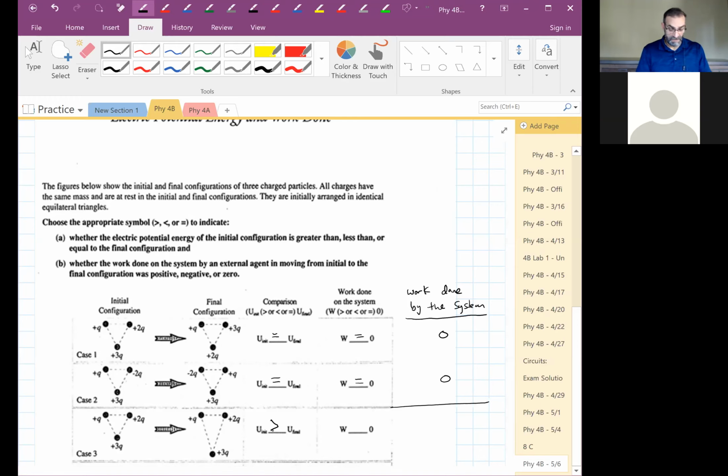We good? So when the positives are close together, there's a ton of energy stored there because they don't want to be close together, right? So if we allow it to get a little farther apart, we've released some of that stored energy, right? There's not as much stored energy in the system now. It's like you have a spring that's coiled really tight and you let it relax a little bit. Now you have less energy stored in that spring. So the initial energy had more than the final, which means the work done on the system was negative, or we could say the system did positive work.